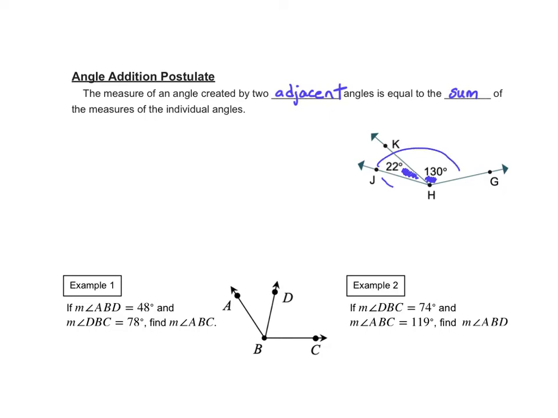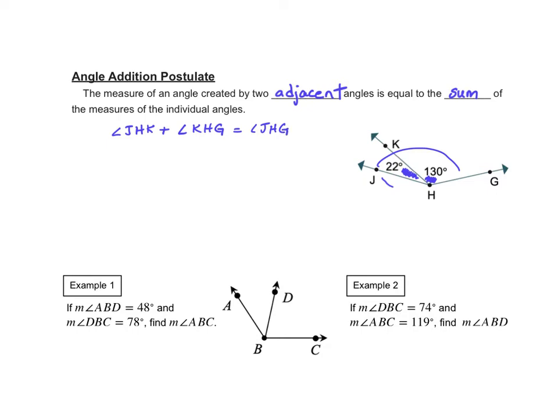it should be equal to the measurement of the whole thing. So let's see, I have angle JHK plus angle KHG is going to be equal to the sum of the measurements of the individual angles, which would be equal to the measurement of angle JHG.